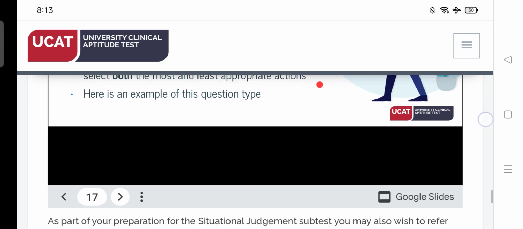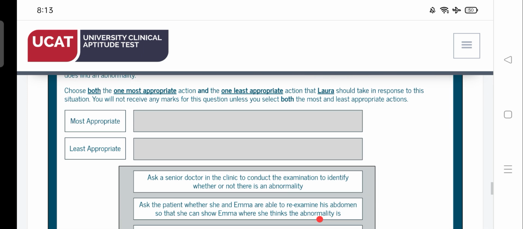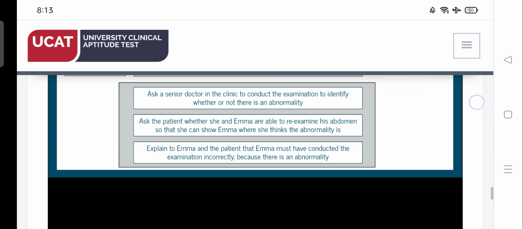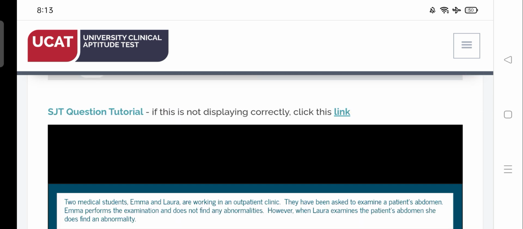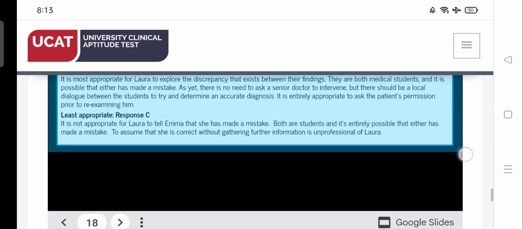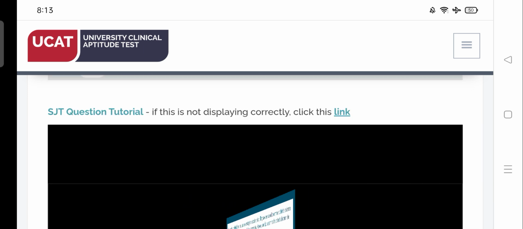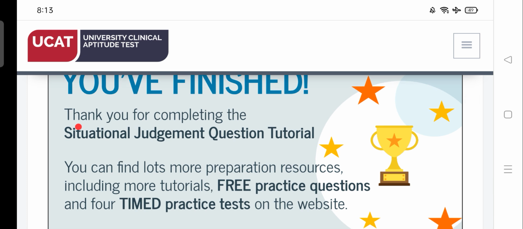So here's an example of this question type. Choose both one most appropriate action and one least appropriate action that Laura should take in response to this situation. Now these are the three situations and you have to choose two of them, the most appropriate one and the least appropriate one. So here we have the most appropriate response B and the least appropriate response C. So here we have finished our situational judgment question tutorial.